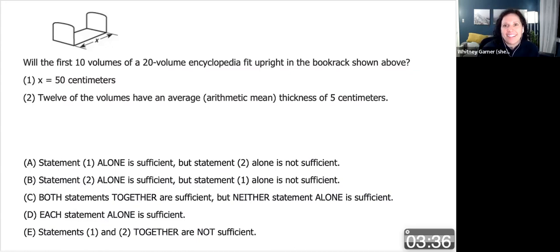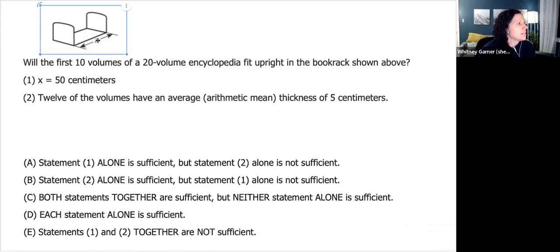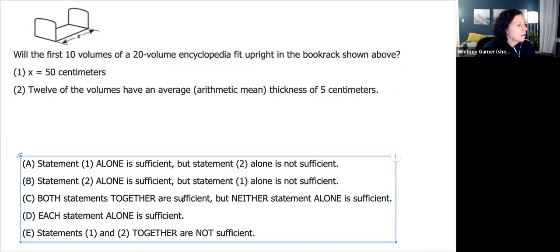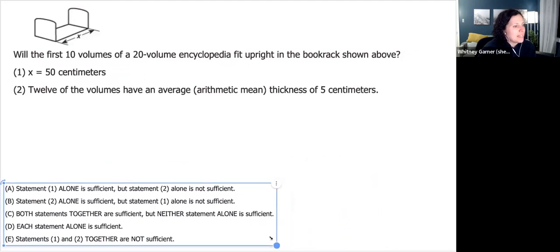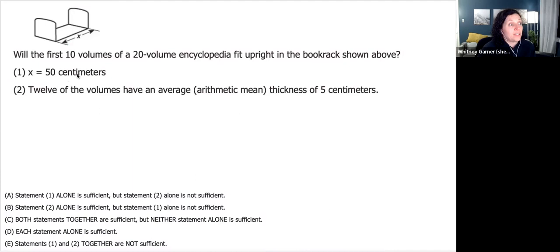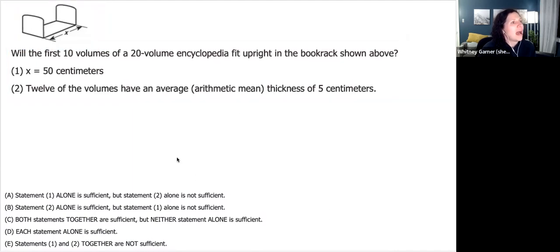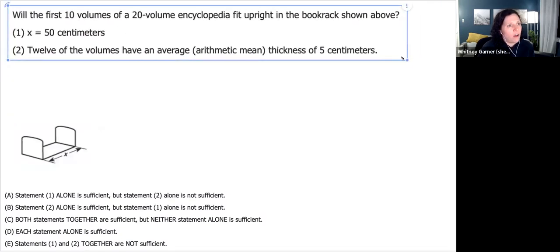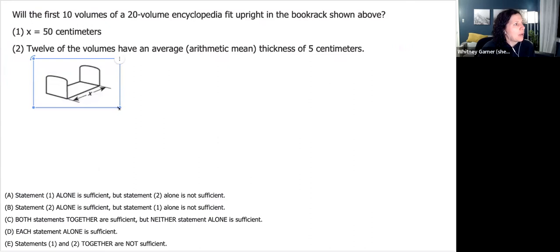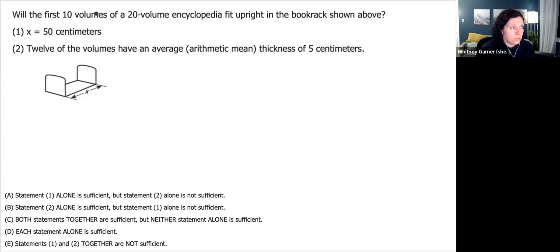Okay, so we've got a different situation happening this time. I'm going to scooch some of this out of the way and get our answer choices down smaller. For this one, I would definitely start with statement 1. It looks a lot more straightforward, but I now have some upfront information, so I might sketch something that looks like this graphic on my paper. I want to know: will the first 10 volumes of a 20 volume encyclopedia fit on this book rack?